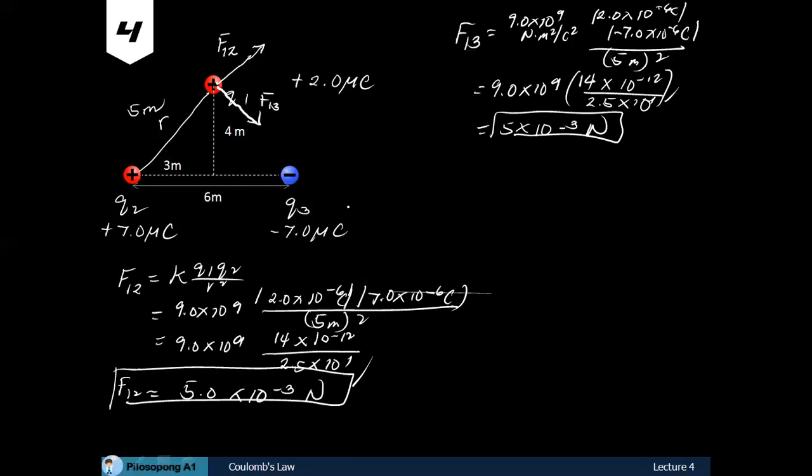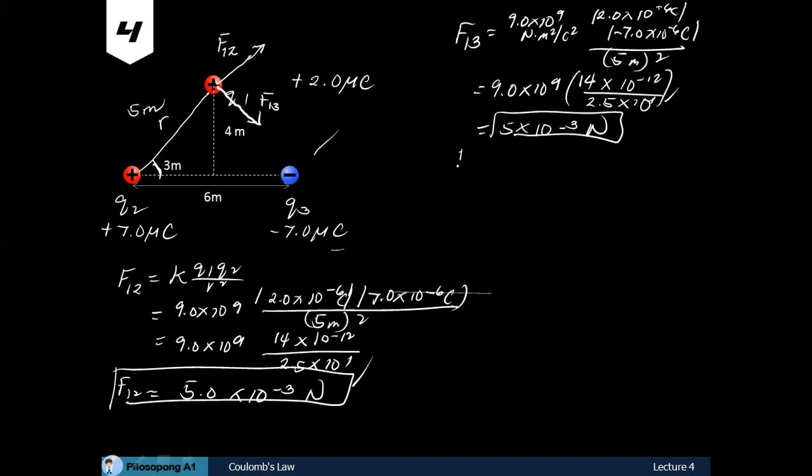So we're through with drawing the forces. That's our first step. Our second step is to compute the values of F12 and F13. We are now to add the vectors. Since it is at an angle, we need to look for the x and y components of the two forces. We have here an angle, and we have the values of the sides of the right triangle, so it's easy for us to compute using trigonometric functions.